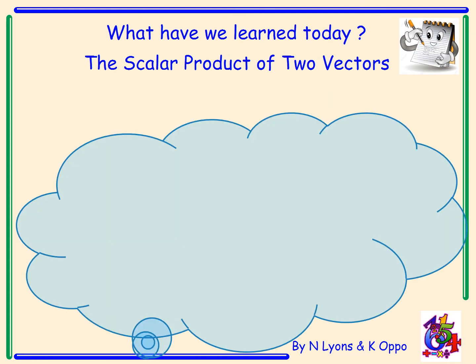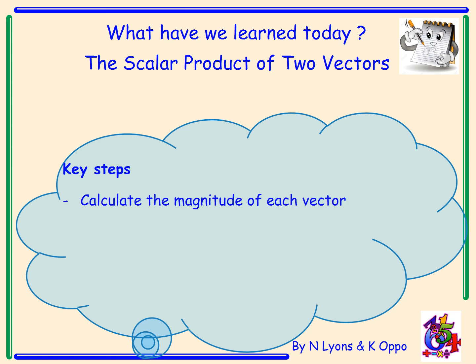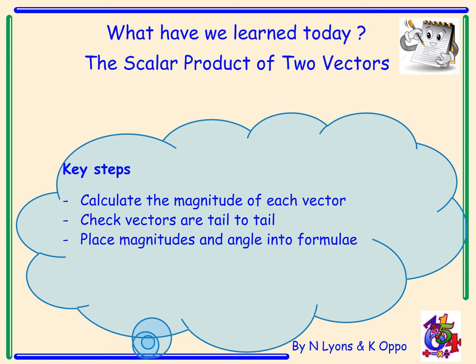Today we have learned about the scalar product of two vectors. The key steps are calculating the magnitude of each vector, checking the vectors are tail to tail, and if not, moving them to find the angle between them, placing magnitudes and angle into the formula, and finally evaluating your answer.